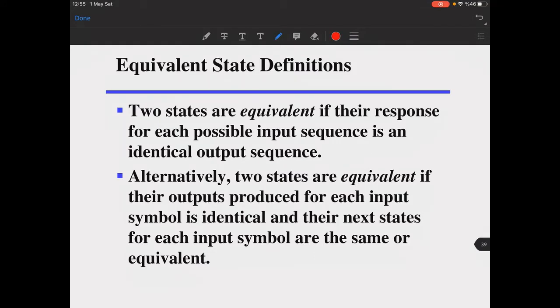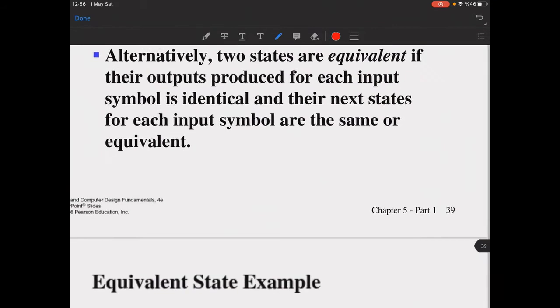So when we talk about equivalent states, two states are equivalent if their response for each possible input sequence is an identical output sequence. It means that if they're equivalent, you don't need both of them. Either one of them will be okay, so you can cancel one of them. Alternatively, two states are equivalent if their outputs produced for each input symbol are identical, and their next states for each input symbol are the same or equivalent.